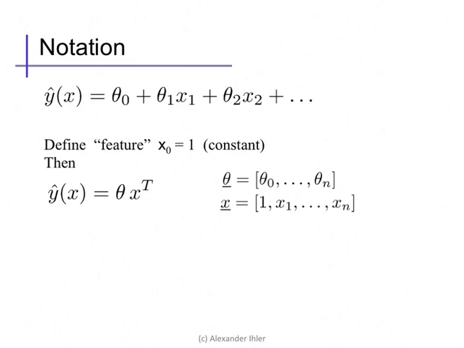Some quick notation: our prediction y hat is a linear function, theta 0 plus theta 1 times feature 1 plus theta 2 times feature 2, and so on. And for notational compactness, we'll define a feature 0, x0 for every data point, that always takes on value 1. Then y hat is simply the vector product between a parameter vector theta, consisting of theta 0 through theta n, and a feature vector x, consisting of this new feature 0, the constant 1, concatenated with our n features.